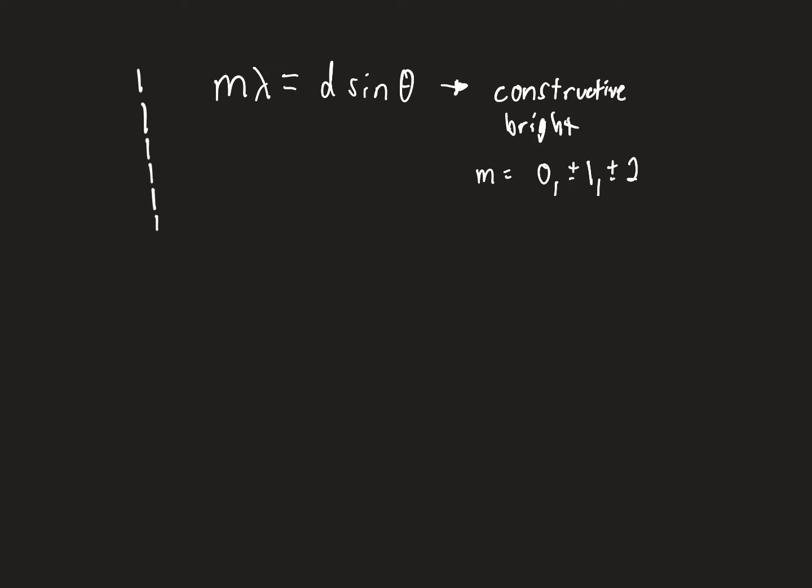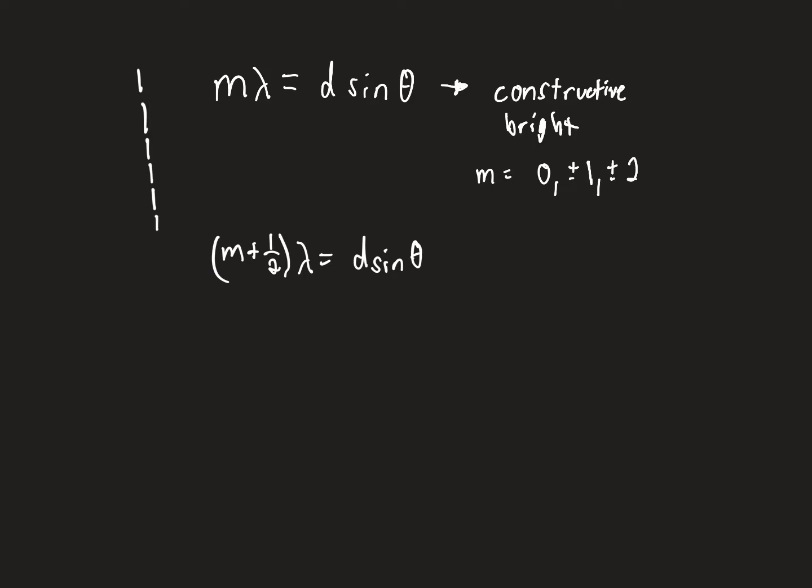If I want to find dark spots in an interference pattern, can I use this equation? Kind of. What do I need to do about this? I need to change something in this equation. If I want to find dark spots in multiple slit interference patterns, it's (m plus 1/2) times lambda equals d sine theta.